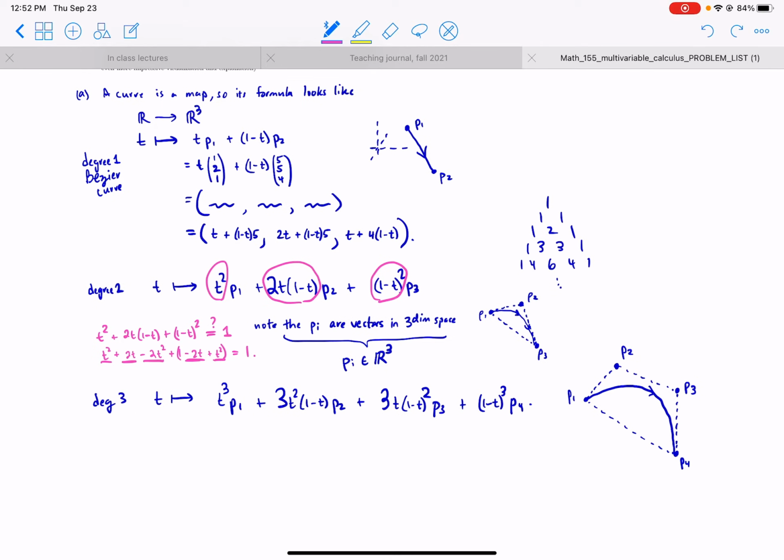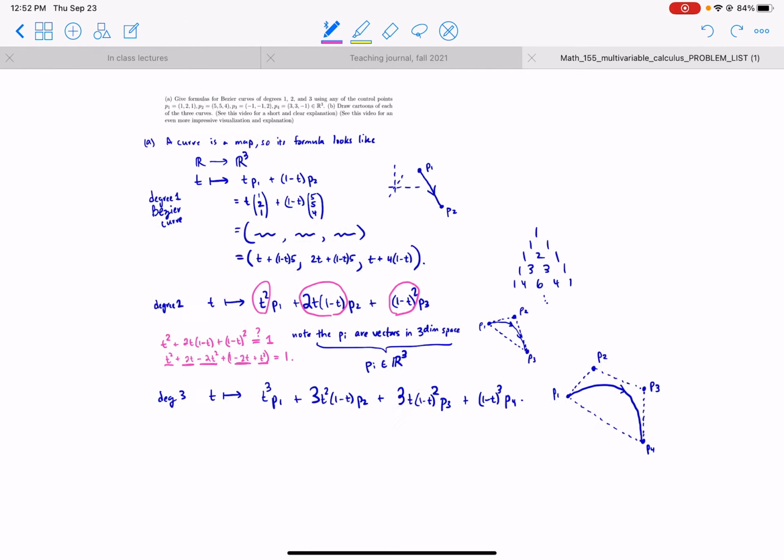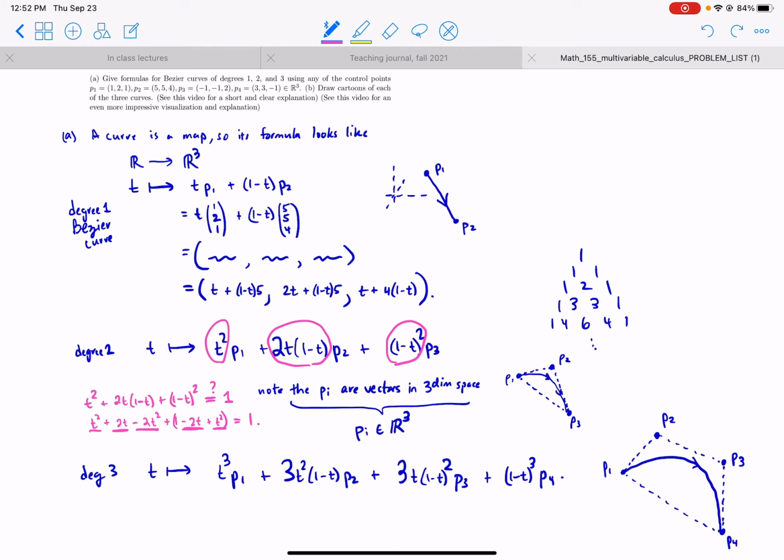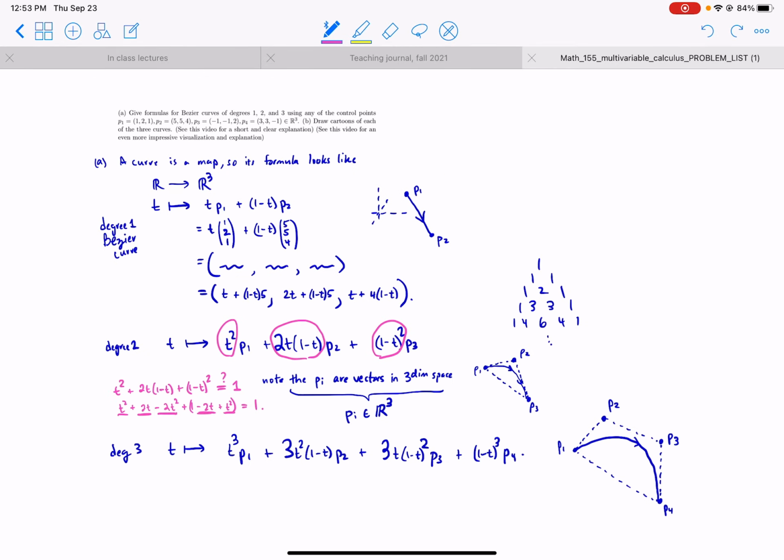Okay? And another thing that might confuse you is just what is the formula of a curve? Well, a curve is a map, so you have to say t goes to something. Or t goes to some expression where you are very aware that P1 and P2 are vectors, so this output is a vector. So it really does map to R3 because P1 and P2 are vectors. In particular, they are this vector and that vector.